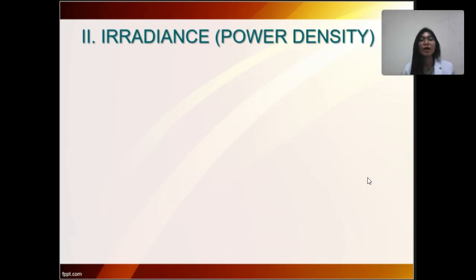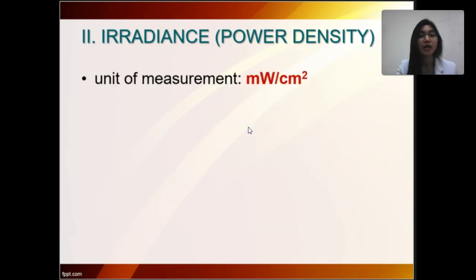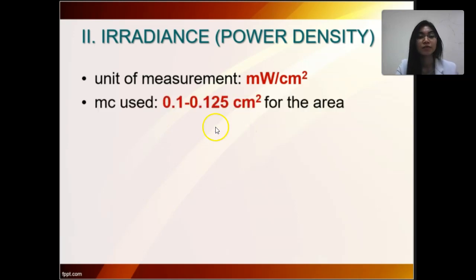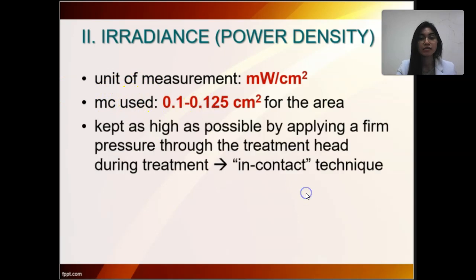Irradiance, or your power density. If you remember, this is power over the area. The unit of measurement here would be milliwatts per square centimeter. The area most commonly used would be 0.1 to 0.125 square centimeter. This is most commonly used in the clinics.